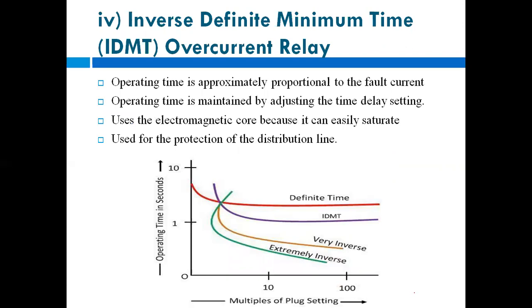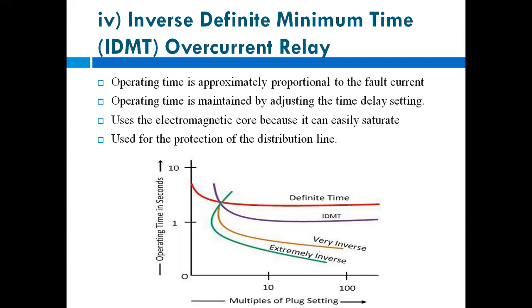Now the fourth one is the inverse definite minimum time overcurrent relay, that is the IDMT. This is a very frequently used relay, that is the IDMT type relay. Here all the characteristics are shown, that is for definite, IDMT, very inverse and extremely inverse cases.